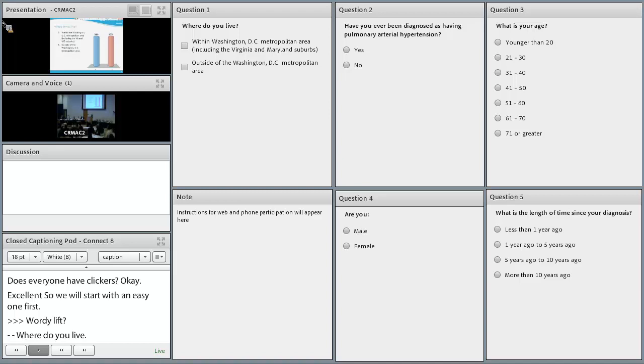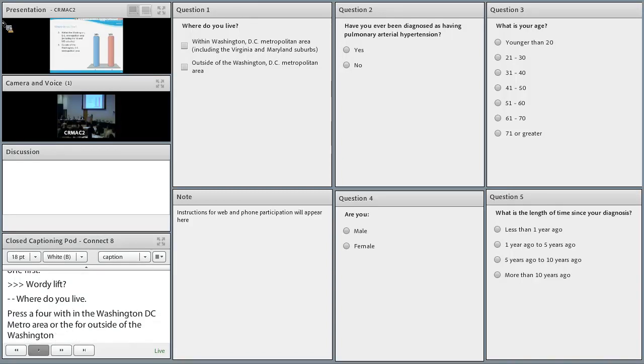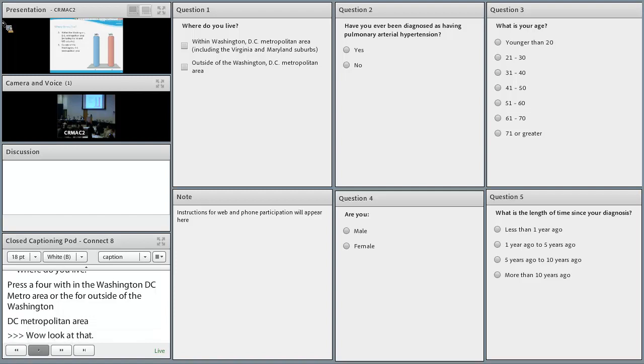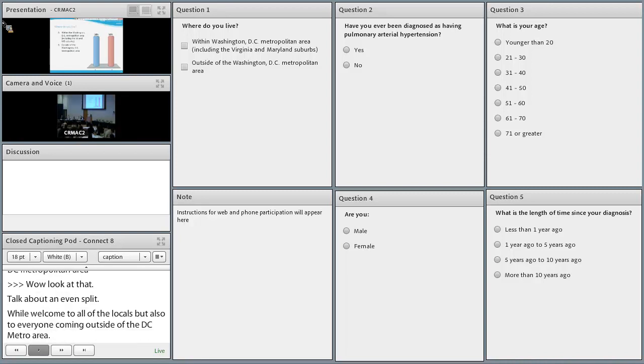Oh, that's the result? Wow, look at that. Talk about an even split, huh? Well, welcome to all of the locals, but also to everyone coming outside of the DC metro area. I know that we've had quite a few long travels here. I know there's someone from California, Ohio. We really appreciate it. And also, I know many of you took the bus to get here, right? So thank you for coming.